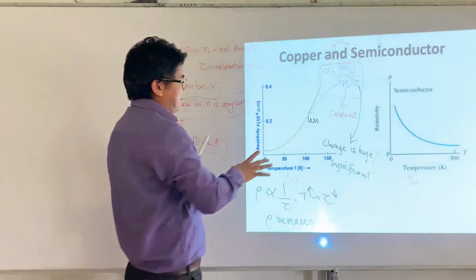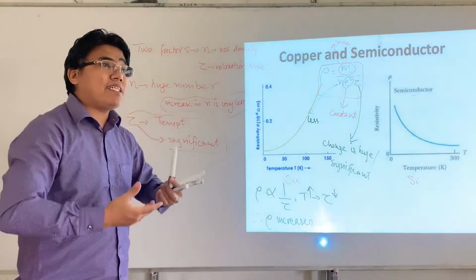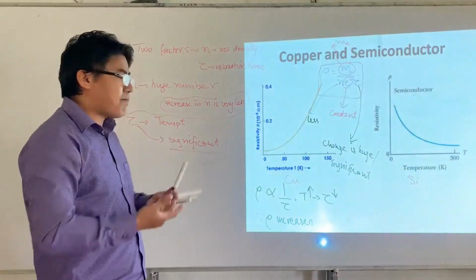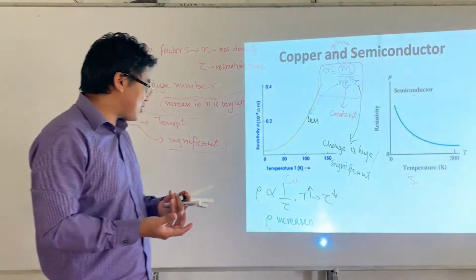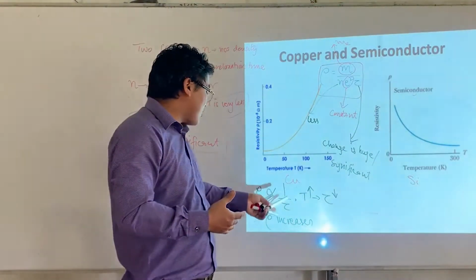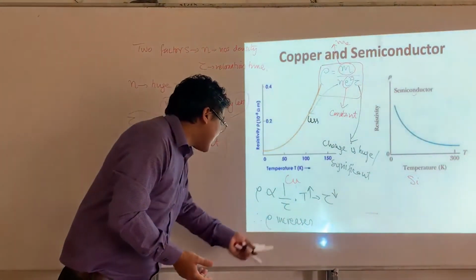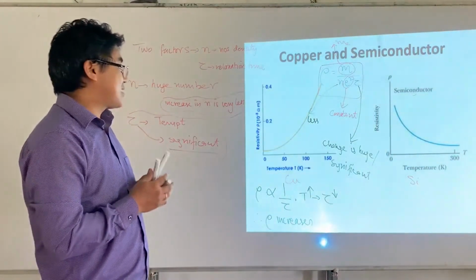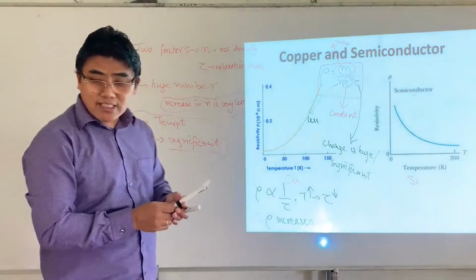So I'm going to repeat this. For copper, the change of n with temperature is insignificant. Therefore the change of temperature decreases the relaxation time. So the factor tau is going to decrease, and therefore resistivity is going to increase. There is an exponential increase in the resistivity. This is how we explain it for copper.